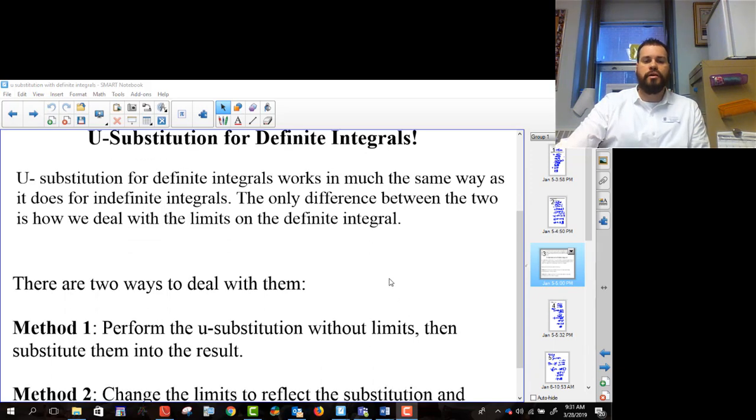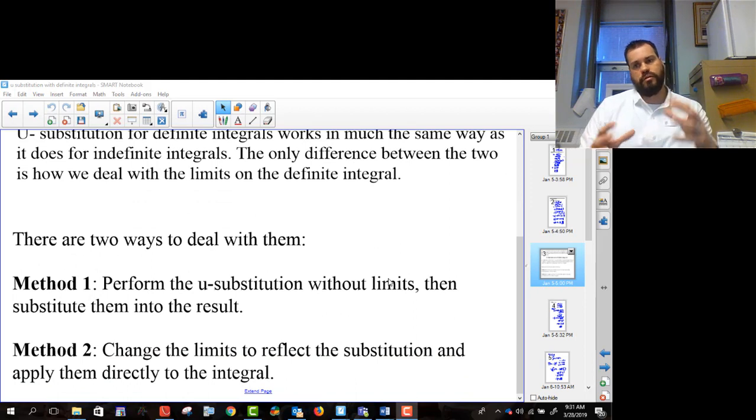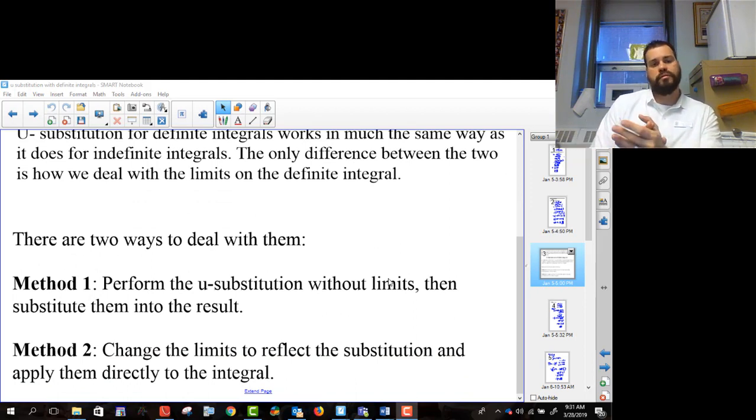So the first method is you can just do the u substitution. You could take the integral without the boundaries, perform the whole process, and at the end, when you replace u back with x, then put in the boundaries. Okay, so that's what it means by perform u substitution without the limits and then substitute them into the result. Or the other method is you could actually change the limits on the integral to reflect the substitution that you've made. Okay, so those are the two options.